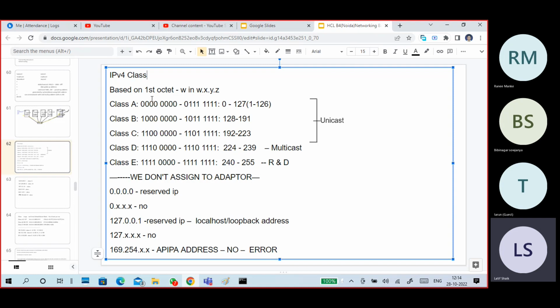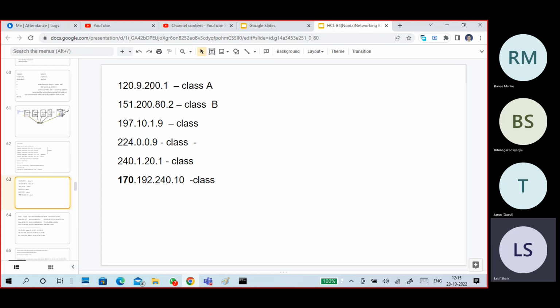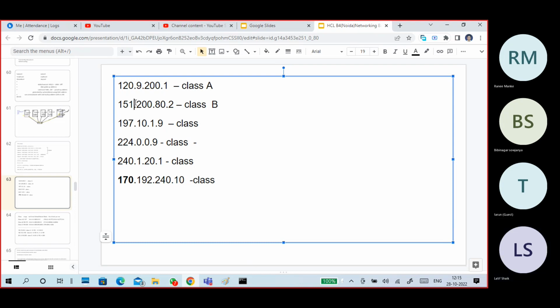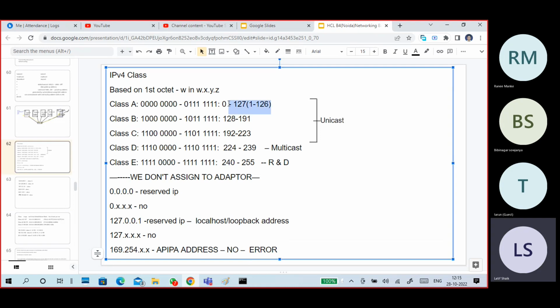Next, of course, class A, class B, class C are unicast. So class A, class B, class C, except the 0 series, 127 series and 169.254 series, are all useful IP addresses. Of course, there are private and public IP addresses, so that we will discuss separately, but these are the classes of IP addresses. Here I've written a few IP addresses. This is class A, this is class B. How do I know? See the first octet, W, and compare with the range. Then guess which class it is.